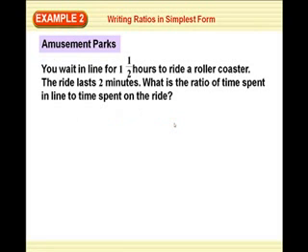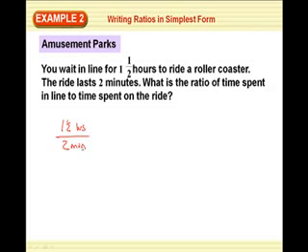Amusement parks. Writing ratios in simplest form. You wait in line for 1.5 hours to ride a roller coaster. You spend the last 2 minutes on the ride. What is the ratio of time spent in line to time spent on the ride? So when it's ratio, you just write it in the order they give. So time spent in line is 1.5 hours to 2 minutes.